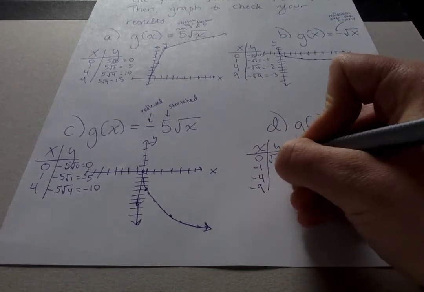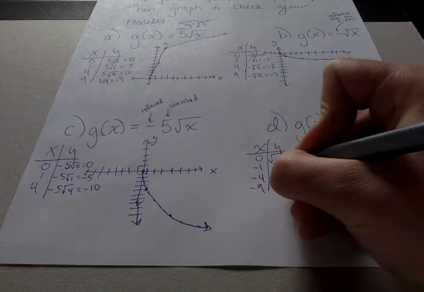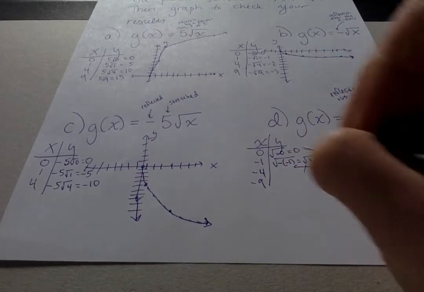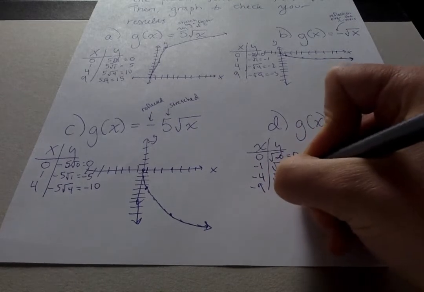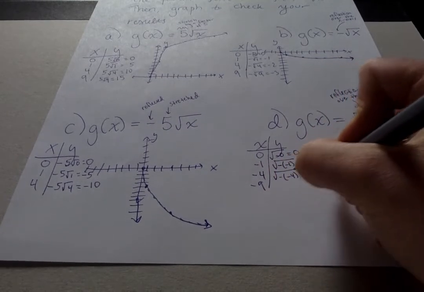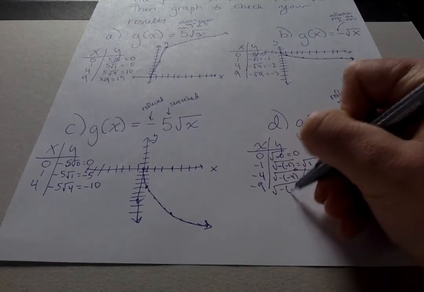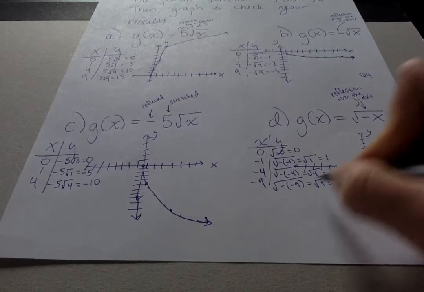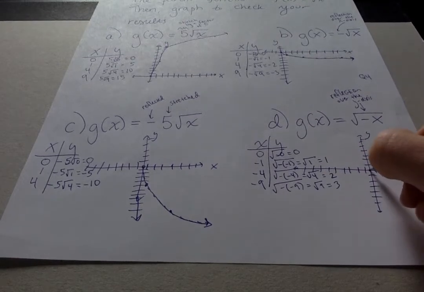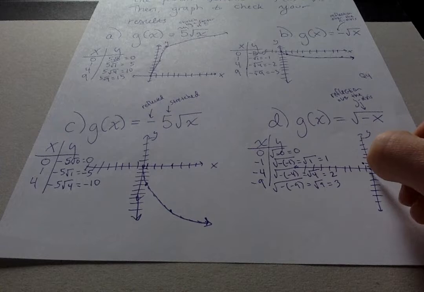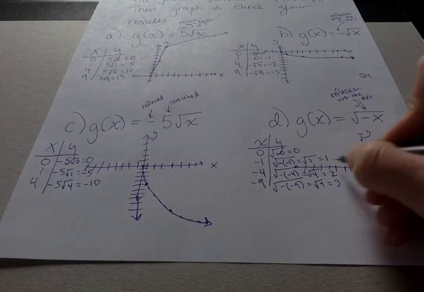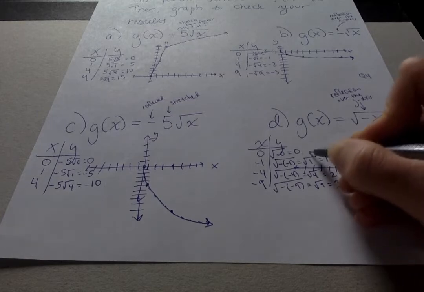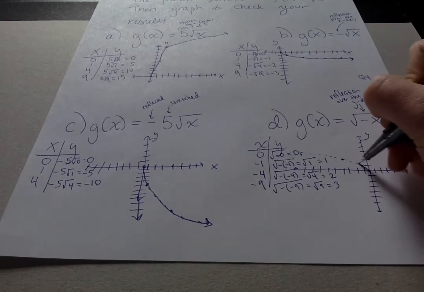The square root of -0 is still 0. The square root of -1 is the square root of positive 1, which is 1. The square root of -4 is the square root of 4, which is 2. The square root of -9 is the square root of 9, which is 3. So now you see why we had to do that with those values. I plot my points. And we see it is in fact a reflection over the y-axis, as our prediction showed us.